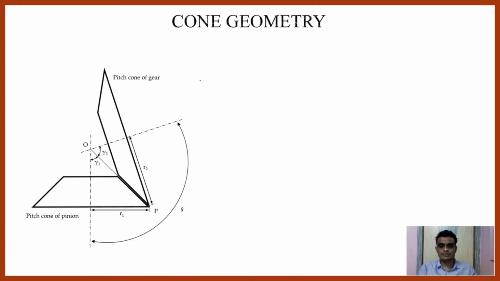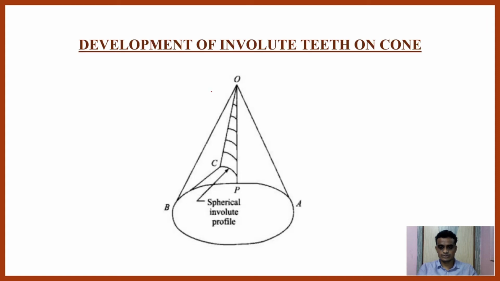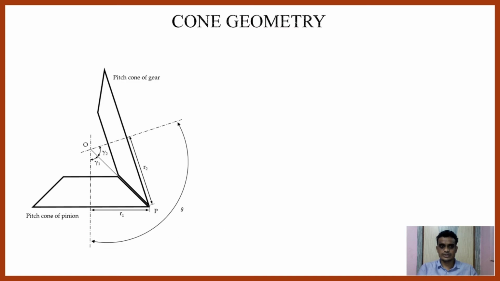Next one is the development of the involute teeth on the cone. In this case, we have to consider one pitch cone and one base cone, on which we wind the paper and then unwind that paper from the end. It traces one curve, which is called the involute profile, the spherical involute profile, just like our spur gear or helical gear.